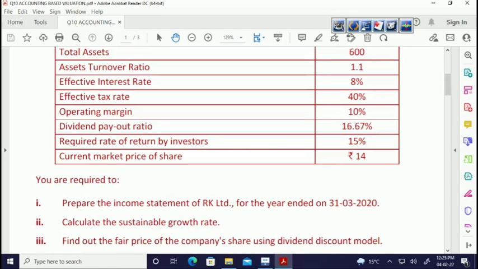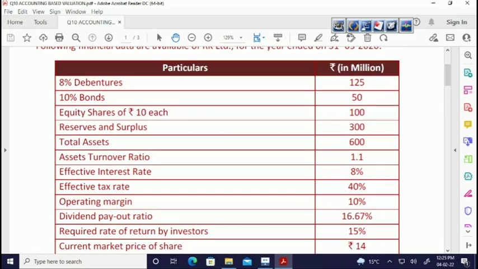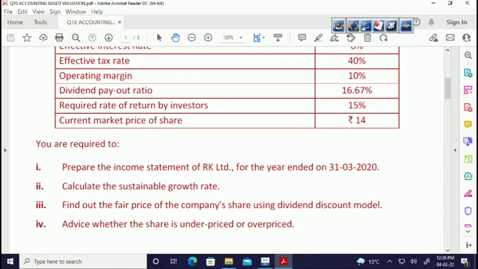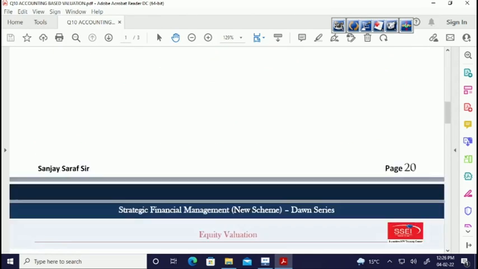So fair price of the share will be D1 divided by RE minus G. The dividend was 5.2 crores and the number of shares is 10 crores. So 5.2 by 10, D0 is 0.52. The growth was 6.5. So D1 is D0 into 1 plus G, 0.52 into 1.065. That's 0.55 approx is the D1. And that divided by RE minus G. RE is 15% and G is 6.5. So D1 by RE minus G, you calculate the value of the share.